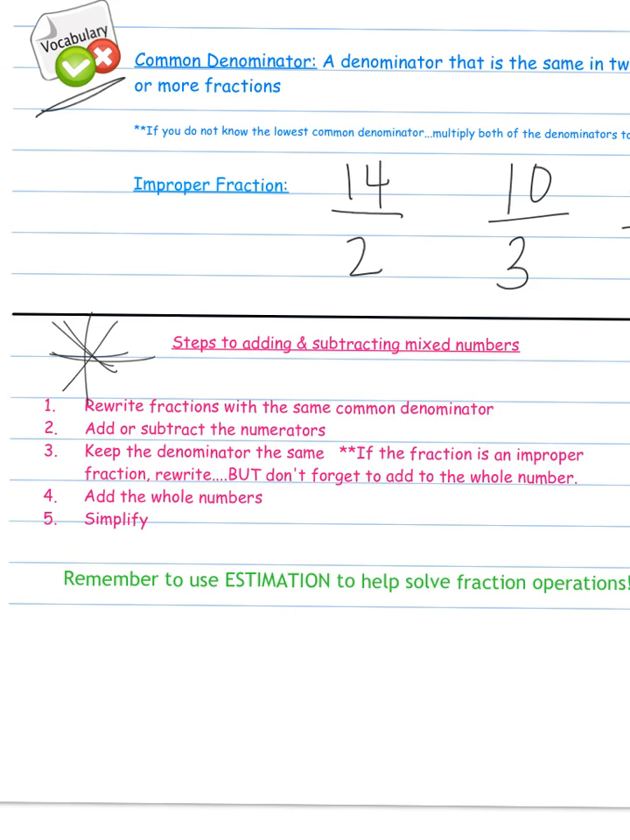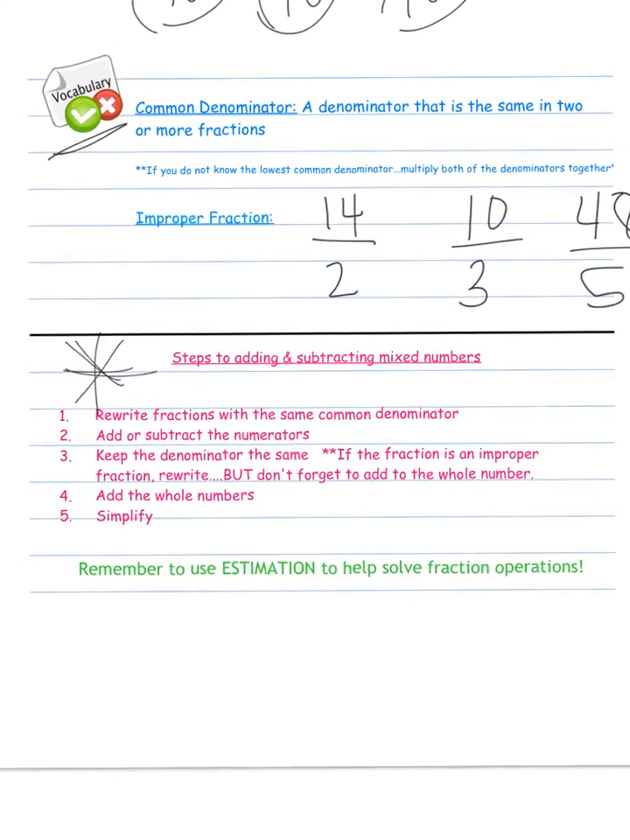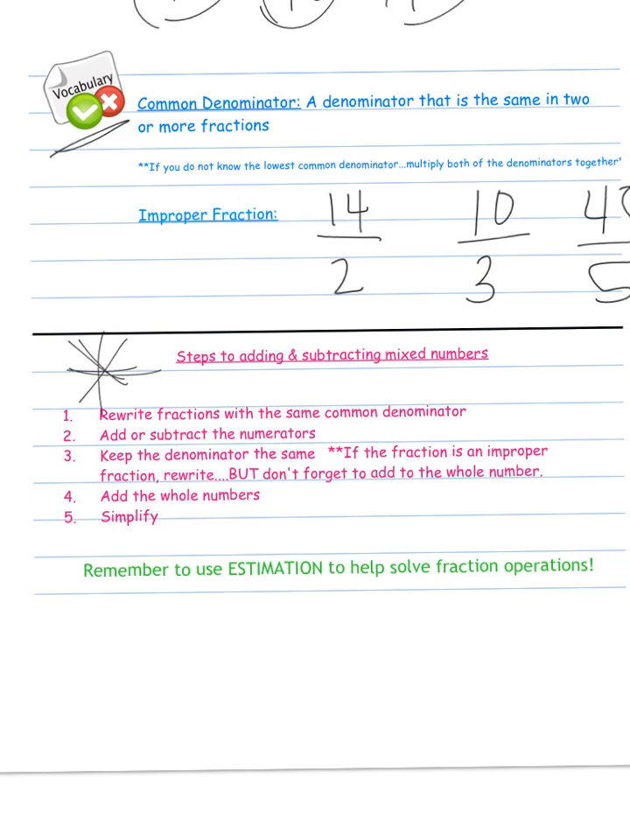First, rewrite fractions with the same common denominator. Then we add or subtract the numerators, keep the denominator the same. If the fraction is an improper fraction, rewrite, but don't forget to add to the whole number, and then add the whole numbers together and simplify. Okay, we'll explain this more as we go through. So remember to use estimation to help solve fraction operations as a check to see if your answer makes sense.